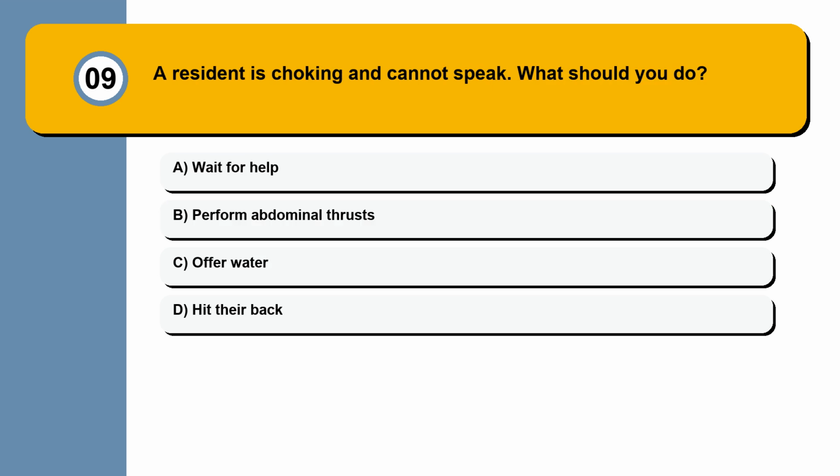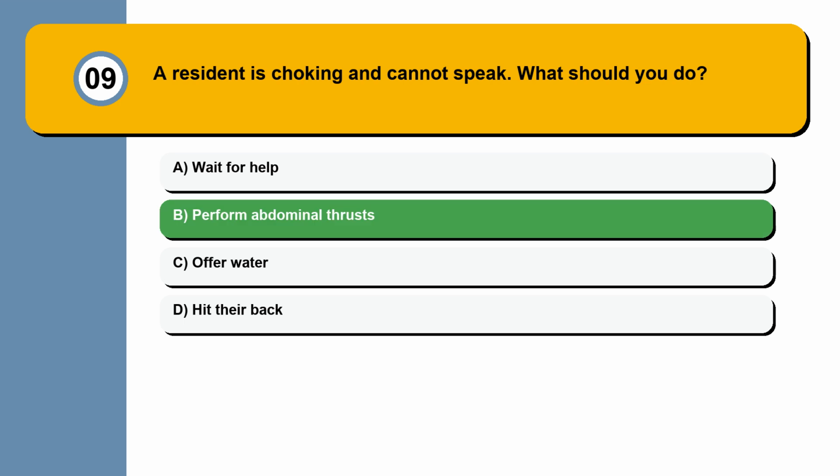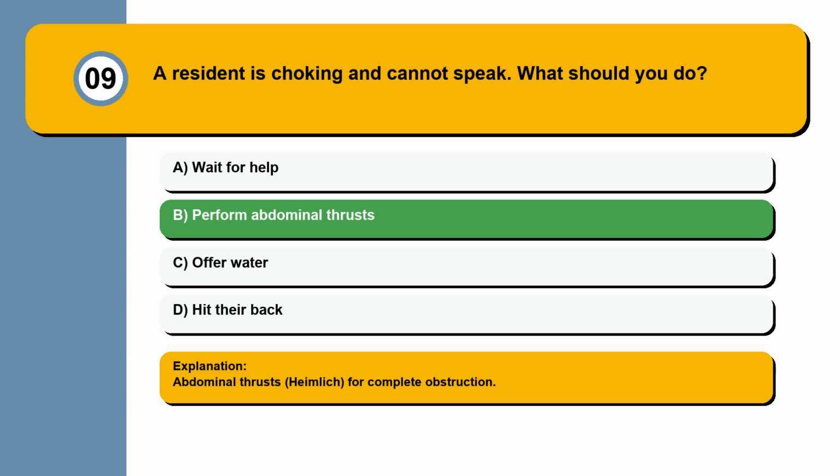Question 9. A resident is choking and cannot speak. What should you do? Wait for help. Perform abdominal thrusts. Offer water. Hit their back. Abdominal thrusts, Heimlich, for complete obstruction.